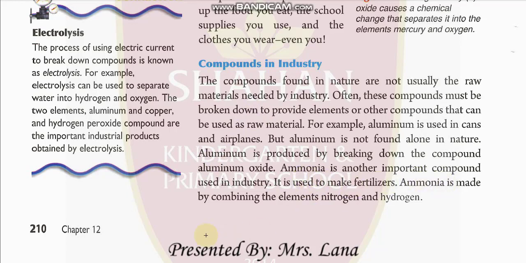Ammonia is another important compound used in industry. It is used to make fertilizer. As we know, we use ammonia for fertilizers. Ammonia is made by combining the elements nitrogen and hydrogen. Ammonia is a combination of two elements, nitrogen and hydrogen. We use this ammonia as fertilizer for the plants.